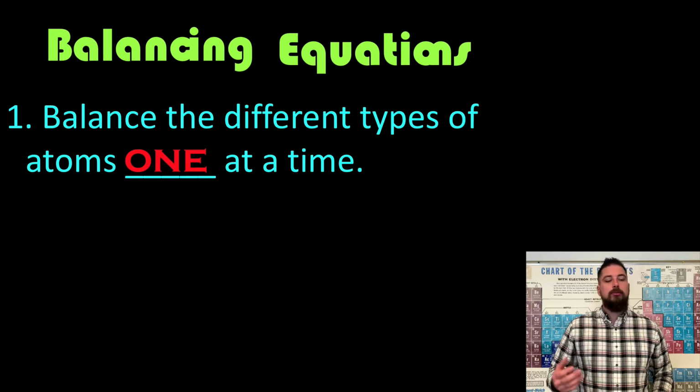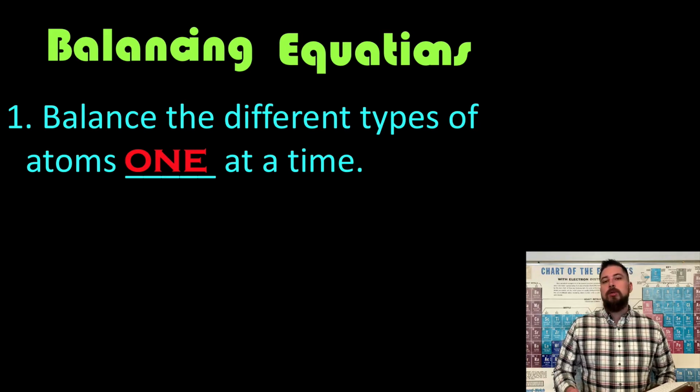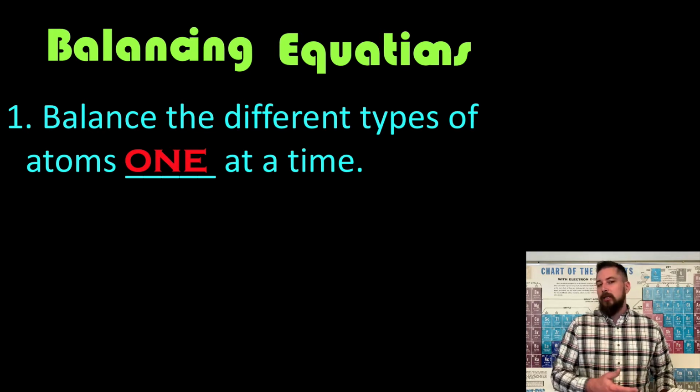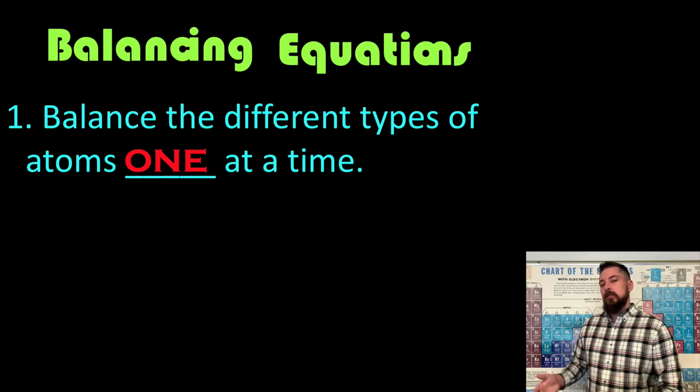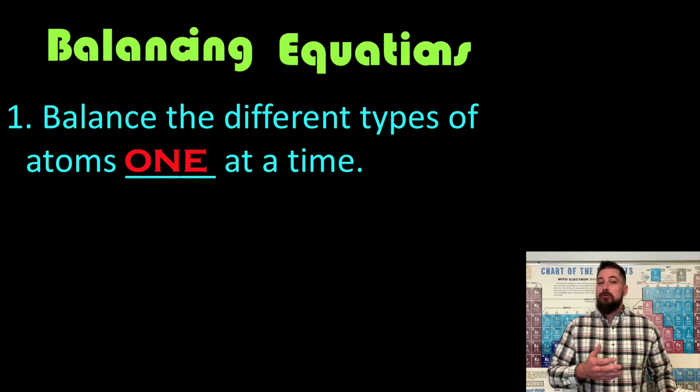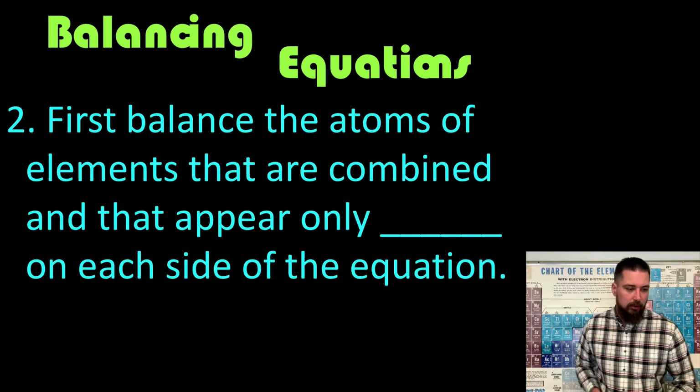Then you want to balance the different types of atoms one at a time. What I usually do is start with the first element that I see, and I balance that. Then you go to the next element, you balance that, and you might have to go back and forth, where you balance one element and then balance another one, and then it makes the first one unbalanced. So it's really just trial and error. Sometimes you'll balance one, you'll have to go back and rebalance it. And we'll go over some examples.